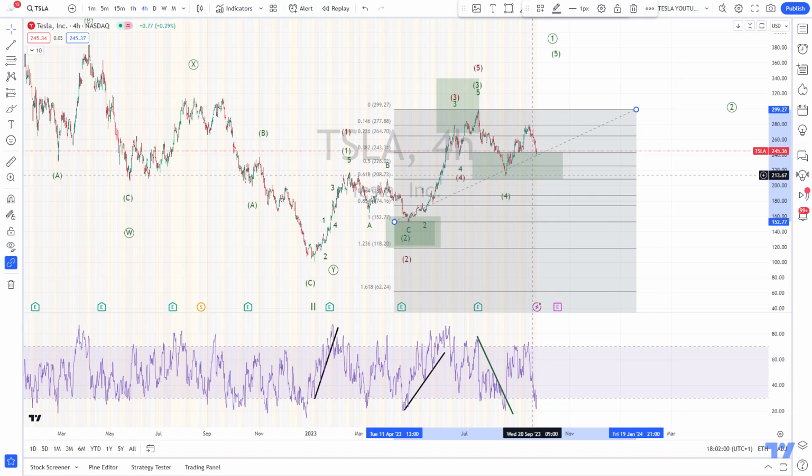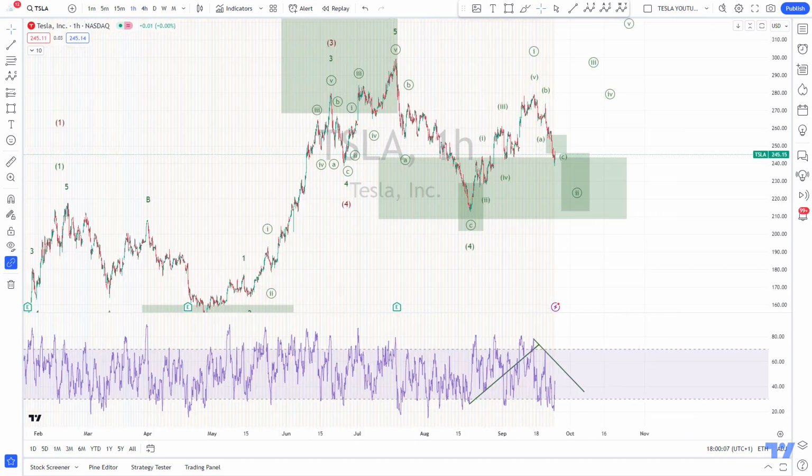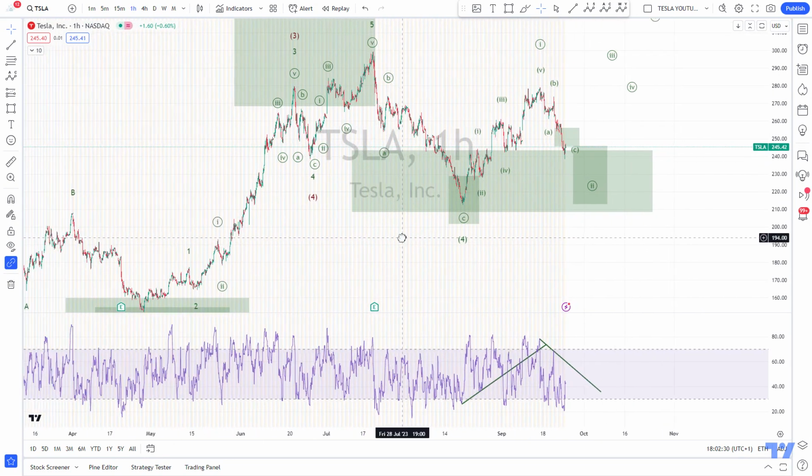This is what will happen in my opinion: just holding it or just breaking it marginally. Then, why do I think the wave 4 is in? First of all, because we came quite close to the 0.618 Fib retracement level. But then if we zoom in to the 1 hour, we can do some deeper analysis.